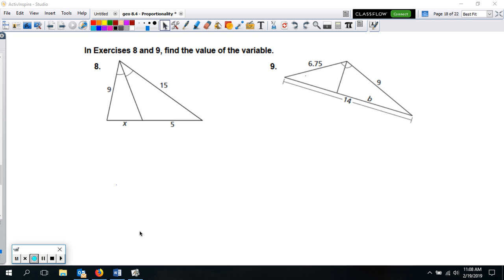Okay, we are nearly done, just these last two. So using that last theorem, that would be the triangle-angle bisector theorem, we want to find the value of the variable. They show us a variable here, x, on number 8.